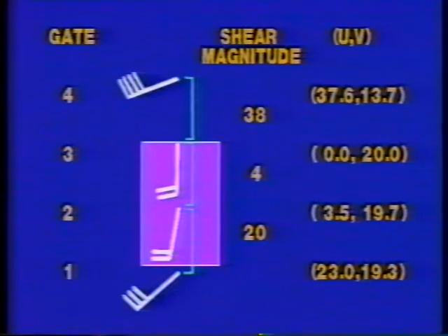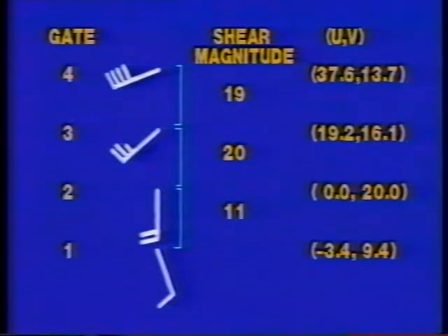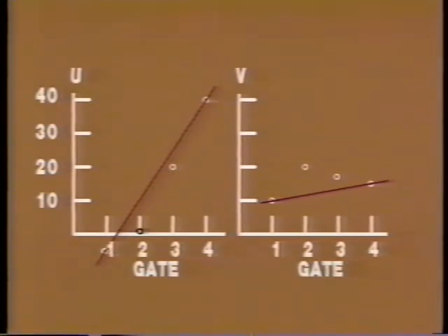What if there is a layer of legitimately strong shear in the profile, as might be associated with a frontal zone? Consider this example. Since all three shears are large, further checking is required. As before, the U and V components are plotted on a graph, and a straight line is drawn through the data in gates 1 and 4. U and V components for gates 2 and 3 are considerably closer to the line than in the previous example. The winds in gates 2 and 3 would be retained in this case.